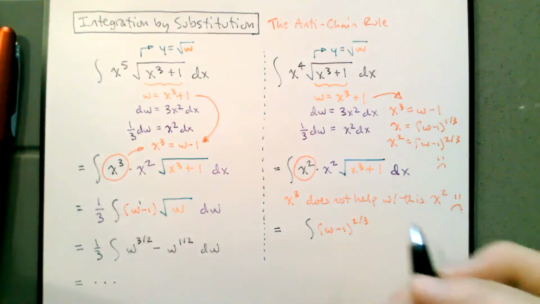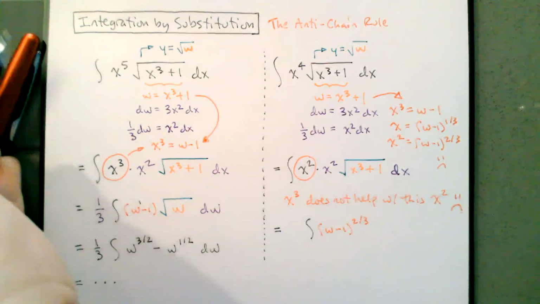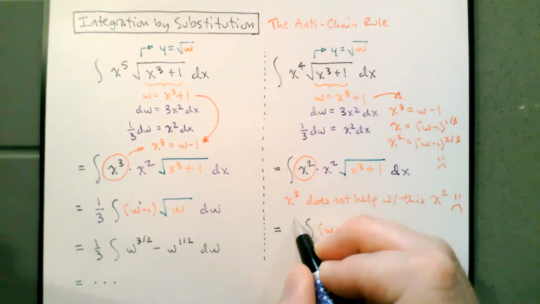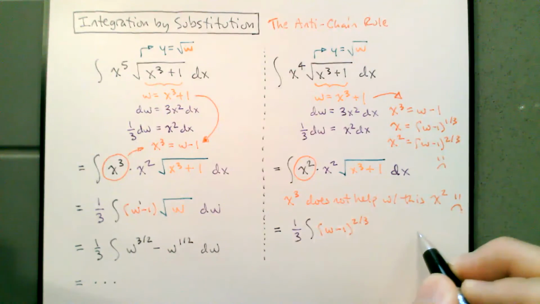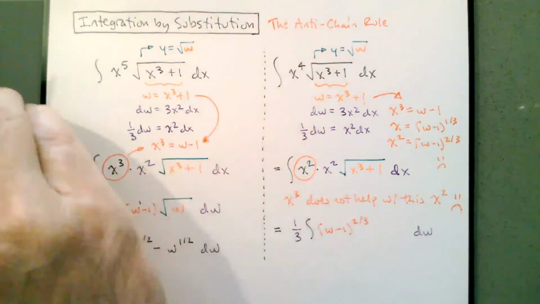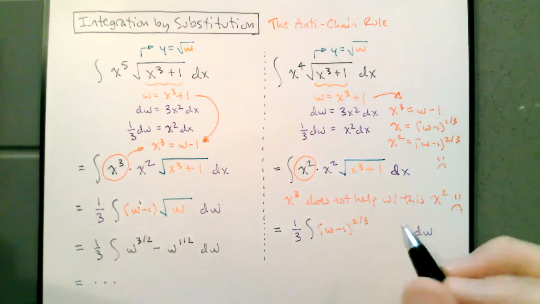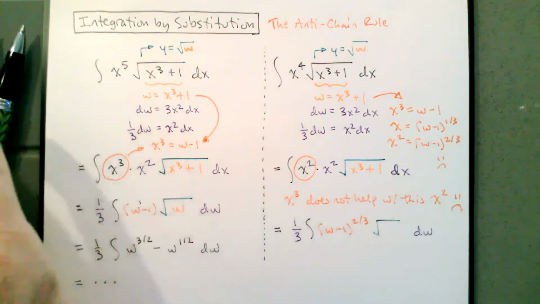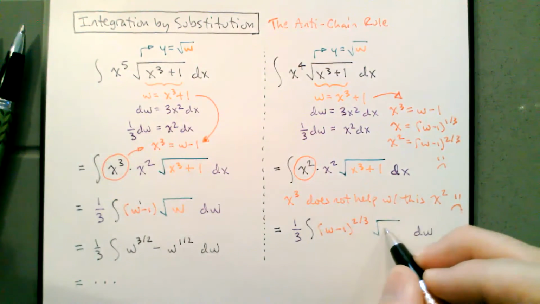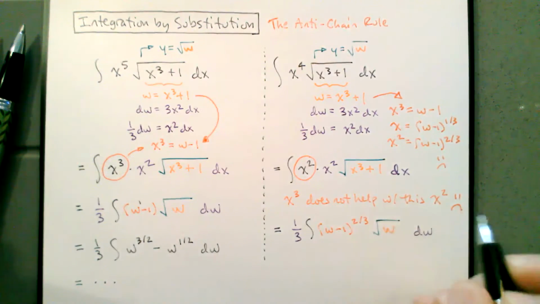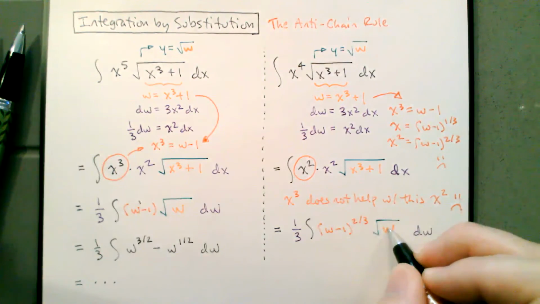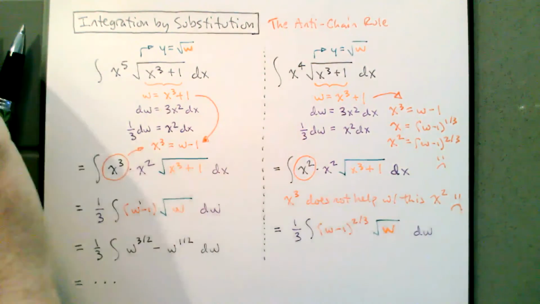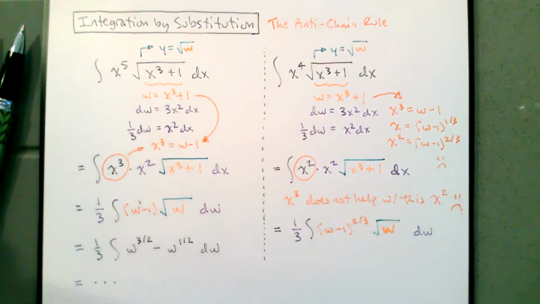The square root, the x squared and the dx both combine to make a 1/3 dw. That still works. And the square root of x cubed plus 1 can be written as the square root of w. What we needed to happen from this process is being able to write the square root of x cubed plus 1 as something to the 1/2 power that we can distribute.